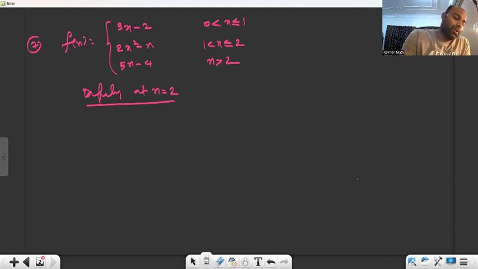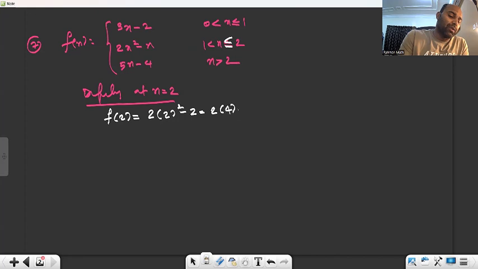First thing, what is f of 2? That you have to find. For f of 2, take the piece where the equal sign is coming. If it is differentiability at x equal to 1, take where x equal to 1 is coming. F of 2 will be 2 into 2 square minus 2, that is 2 into 4 minus 2, 8 minus 2, which is 6. This is the first procedure.